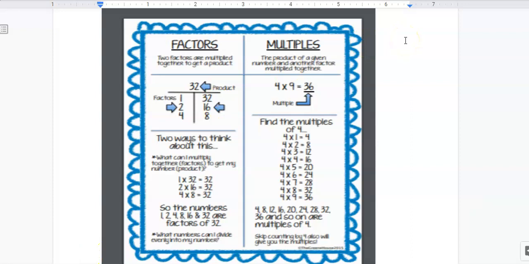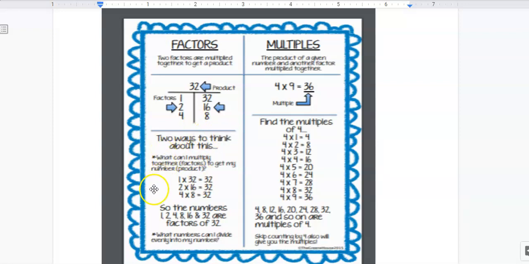All right, so factors. Two factors are multiplied together to get a product. An example down here: 32 would be the product of the factors of 1 and 32. 1 multiplied by 32 equals 32. 2 multiplied by 16 equals 32. 4 multiplied by 8 also equals 32. So you would say that those are the factors of 32. And we've done those as factor fireworks before, kiddos, or some people call them factor trees. I can show you an example of that a little bit later, just to remind you.